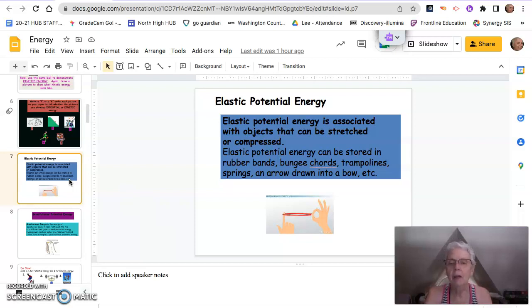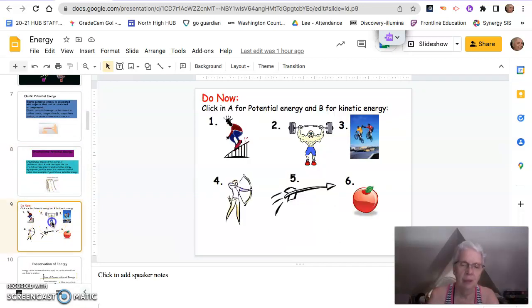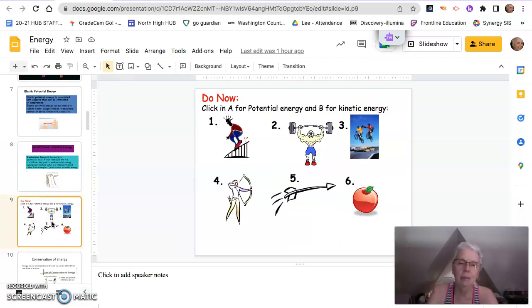Now, one of the types of potential energy is called elastic potential energy. We find this in rubber bands, in springs, and an arrow being drawn. So all of those things are elastic potential. You're pulling back on something elastic and then you're going to release it eventually. Gravitational potential is when an object is above where it's going to go to. So think about a rock resting on top of a hill. In this question, you're going to tell me whether it's potential or kinetic energy.